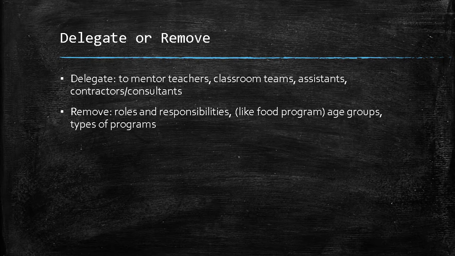So there's two other ways that we can manage our time, and that is to delegate tasks and responsibilities or to remove them altogether. So delegating obviously means that you're taking something that you can give to someone else who might have experience or that might be their strength, or you want to help them develop that strength. So it can go to mentor teachers, classroom teams, assistant directors, administrative assistants, or contractors or consultants, things like that.